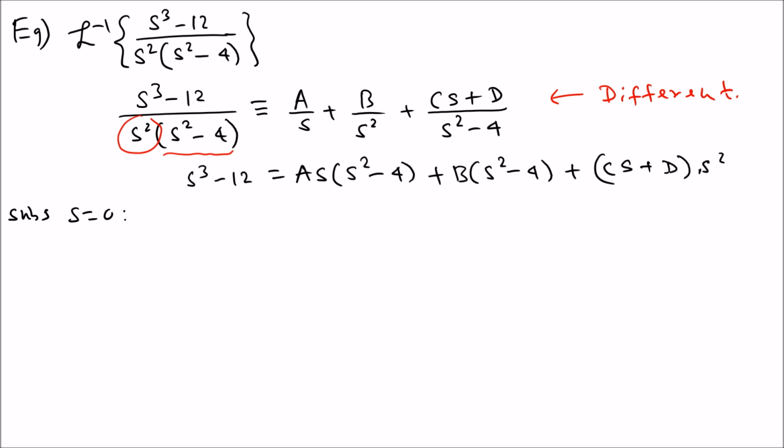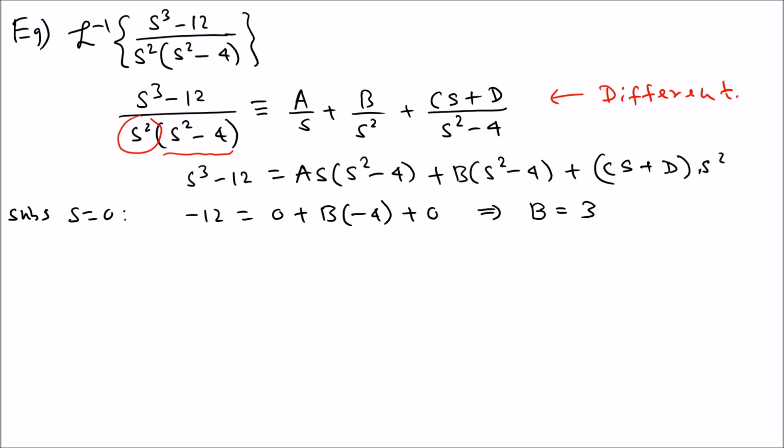Substitute s equals 0. Once s equals 0, you get negative 12 on this side. Here, if you put s equals 0, this term is gone. And then here you get b times, if you put s equals 0, negative 4. And this term is also gone. So this says that negative 12 equals b times negative 4. If you divide by negative 4, it says that b equals 3. So we get that right there.